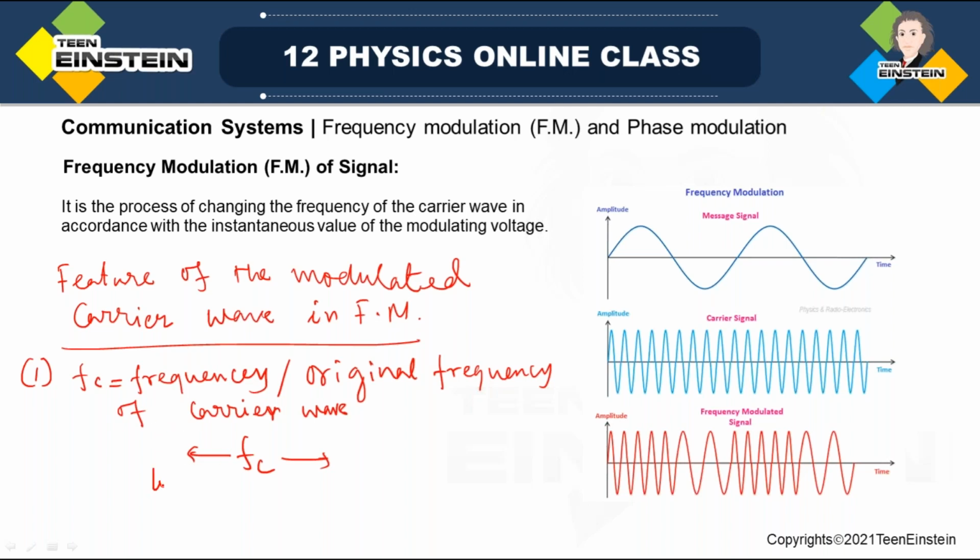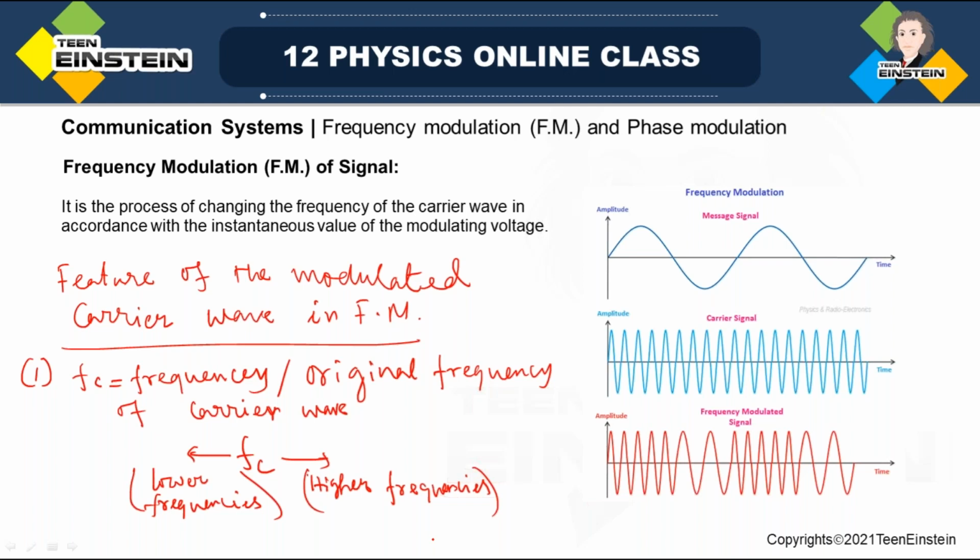Suppose this side has the lower frequencies, and this side will be the higher frequencies than the carrier frequency. Actually, the signal is within these sidebands. These lower and higher frequencies are called sidebands. We'll discuss the spectrum of this frequency modulated wave.